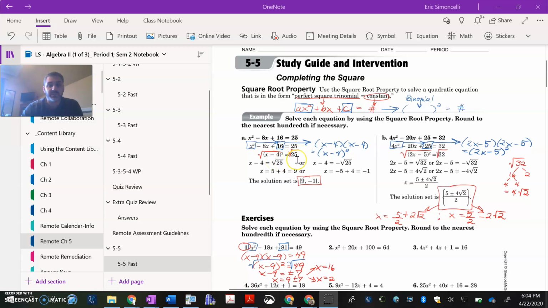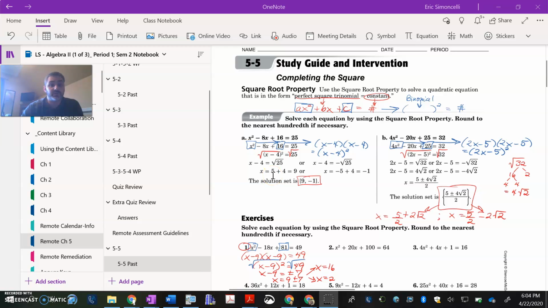The right side will stay as is, and actually that number is pretty nice as well because that also happens to be a perfect square. The next step, as you can see, is to square root both sides. When you square root both sides, the left side simply turns into x minus 4. The right side, the square root of 25, we know to be 5.